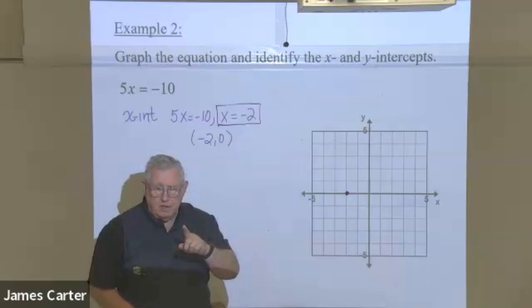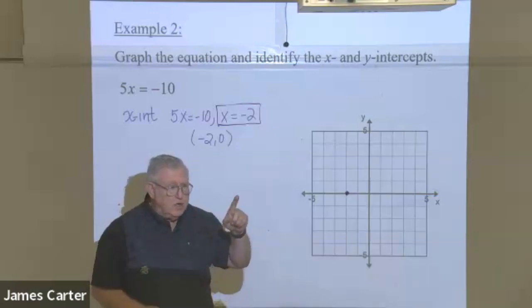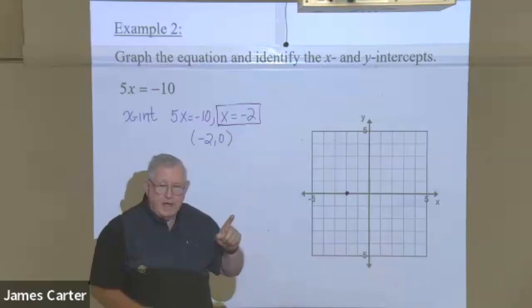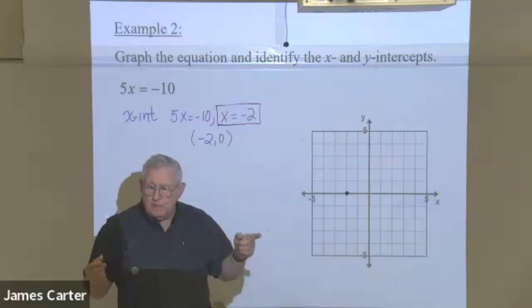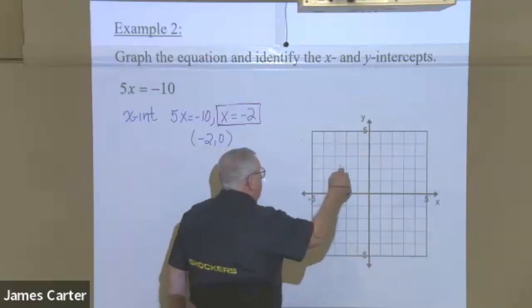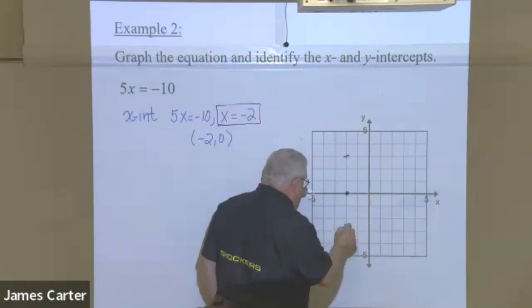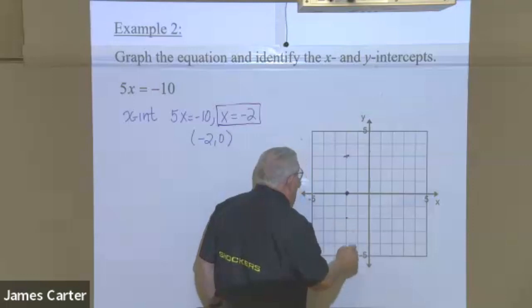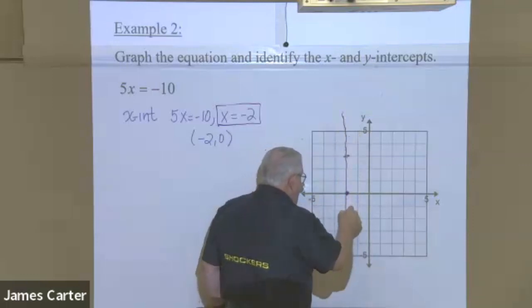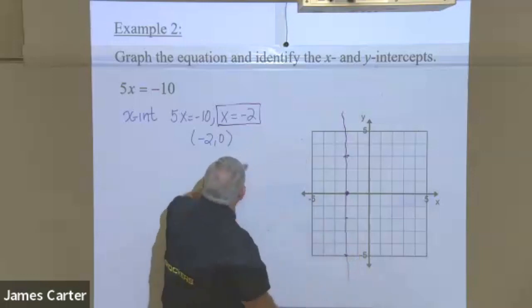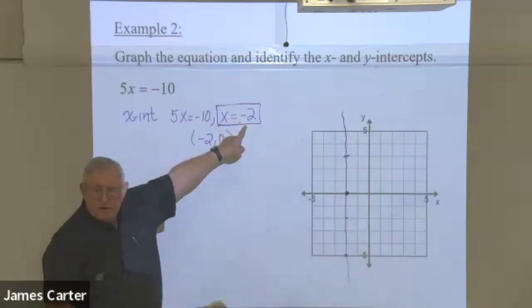Listen to my wording on this. X is always -2, no matter what y value you were to pick. So I could pick this value, I could pick that value, I could pick that value. What we've got, when it's in this format, is a vertical line.